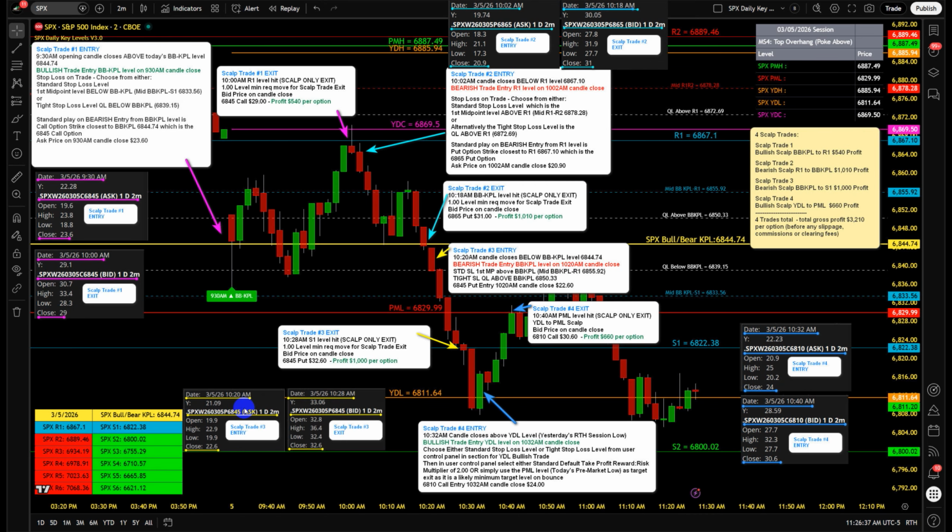Here we have the ask price on the 10:20 a.m. candle, $22.60. We're looking for a one level move in our favor down to S1. 10:28 a.m. S1 level hit. Bid price on the 10:28 a.m. candle, $32.60. Profit $1,000 per option.